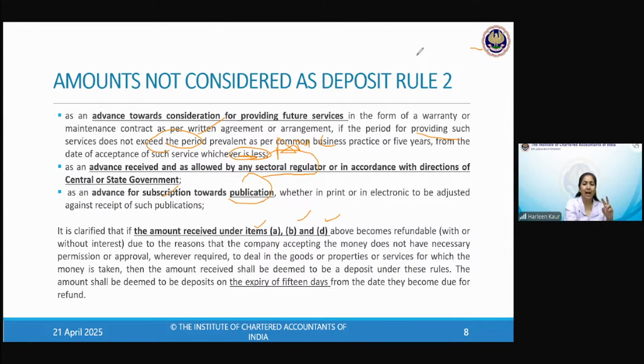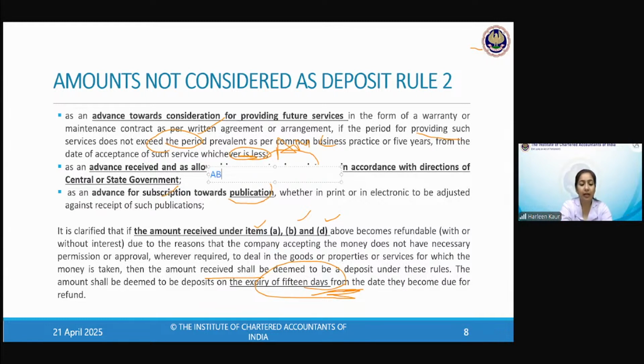That means now the supplier is not talking with you. He doesn't want your goods. And now the amount has become refundable. He wants to return your amount due to some reasons. The company accepting the money does not have permissions or approvals to deal in such goods. Then the amount received will be treated as a deposit if you have not refunded it within 15 days from the date when it becomes due.